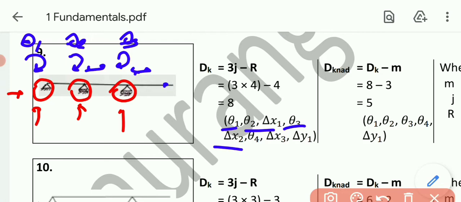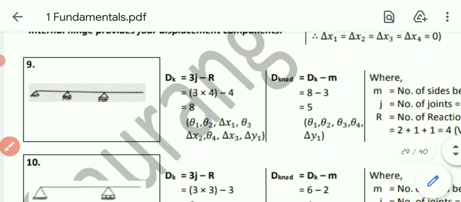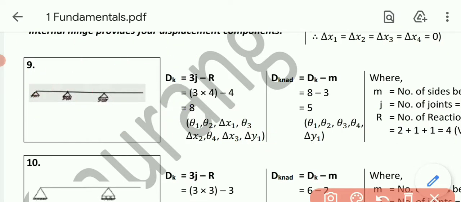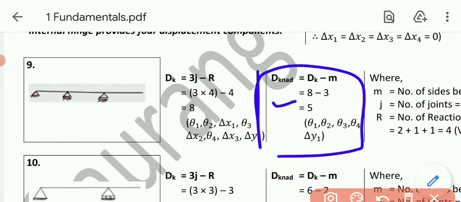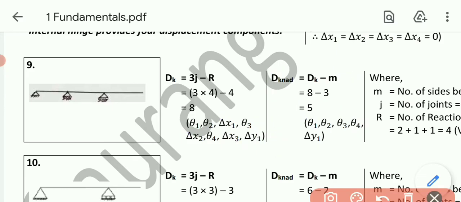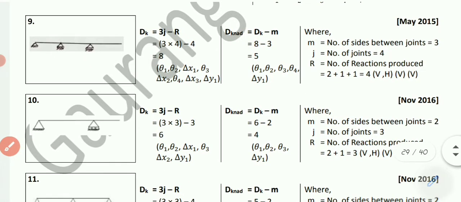And this one is a free support. So all 3 displacements, theta 4, horizontal delta x3 and vertical delta y1. Clear? Now DK none, that is DK minus m, m is 3, so 8 minus 3, answer comes 5. So neglect delta x1, x2, x3, and the remaining ones are my final answer, that is DK none. Okay, next example number 10.